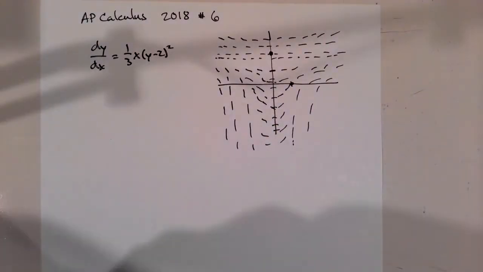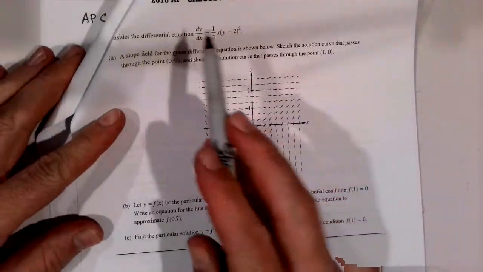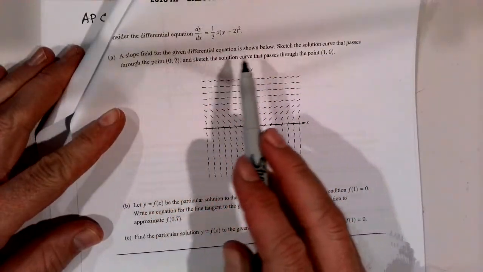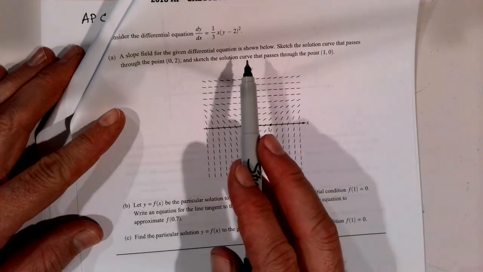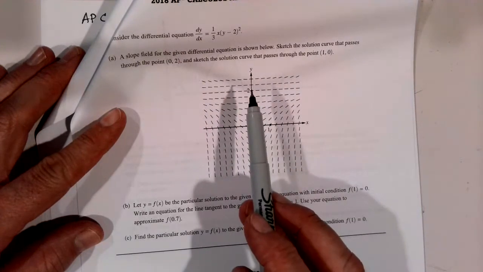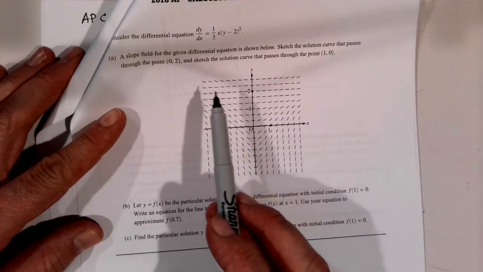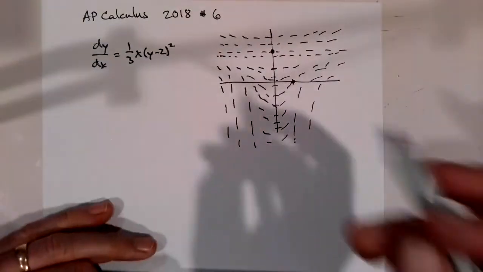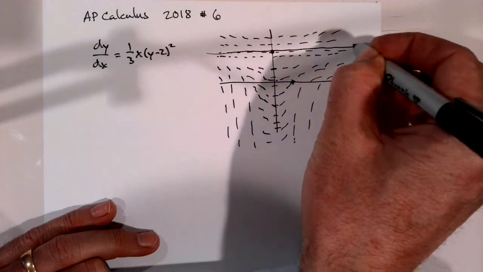Okay, folks, here's 2018 problem number 6. And part of what it says is that this is your slope field, and it passes through the point (0, 2), and sketch a solution curve that passes through point (1, 0). If you notice (0, 2), if you follow the slopes, it just looks like a straight line. And sure enough, you're just going to draw a line straight through there.